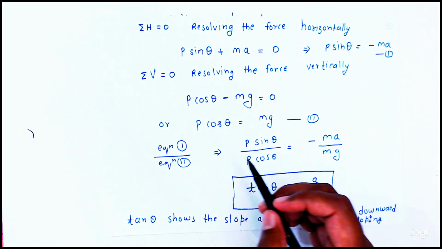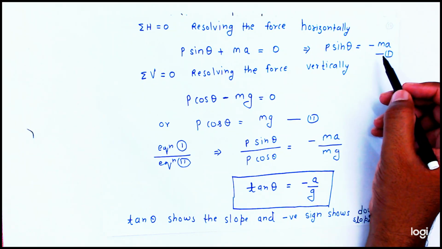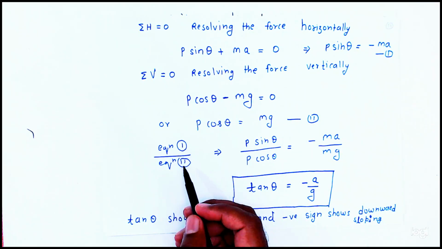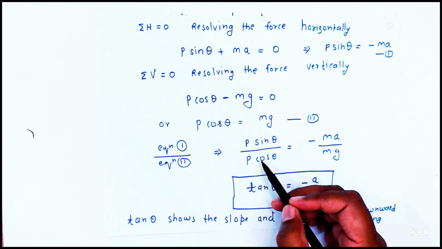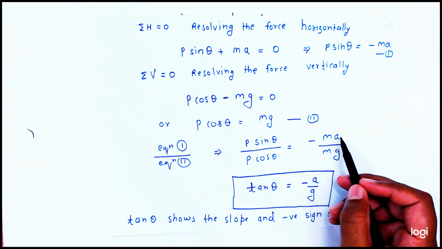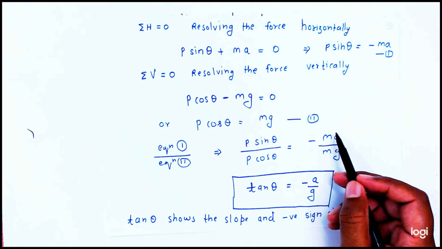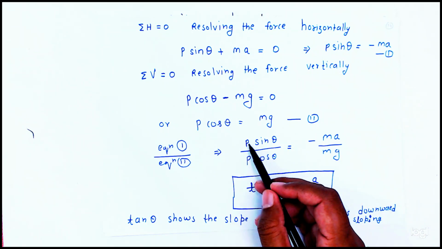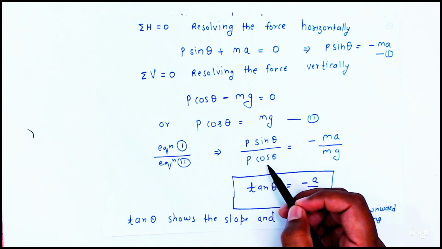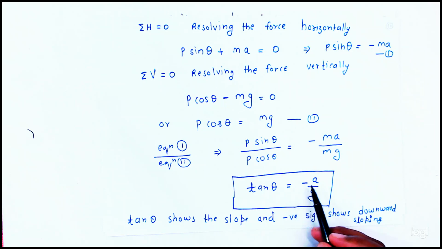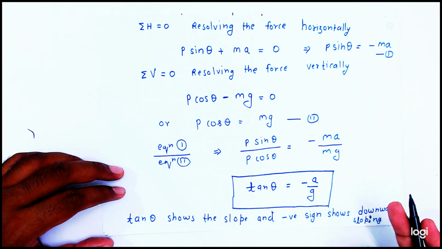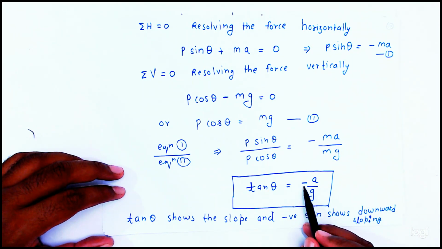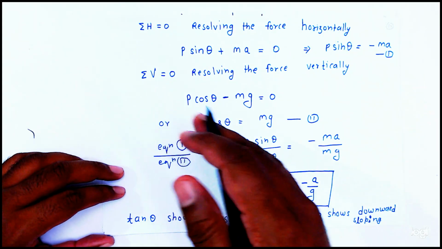Now divide equation 1 by equation 2. Equation 1 I am dividing with equation 2. So from here, P sin theta upon P cos theta equal to minus m into a upon m into g. Here m and m cancel out, P and P cancel out. So sin theta upon cos theta, which is tan theta, equals minus a by g. Friends, what is this tan theta showing? It is showing the slope, and the negative sign shows the downward direction.